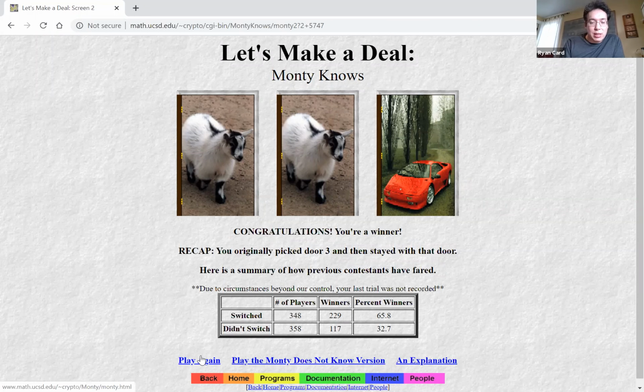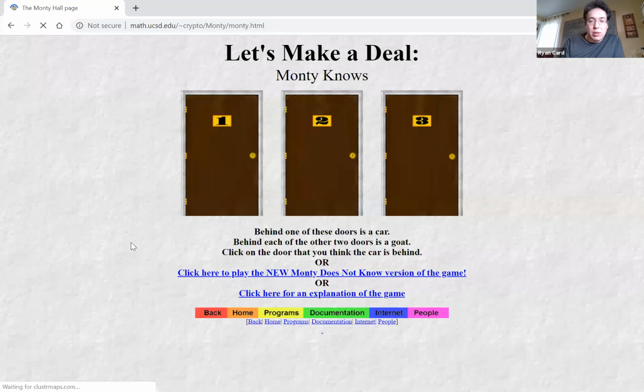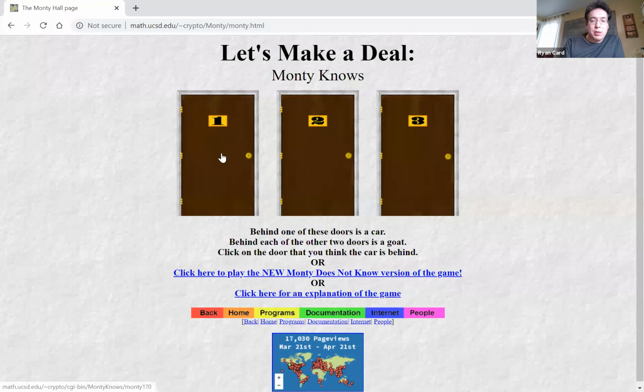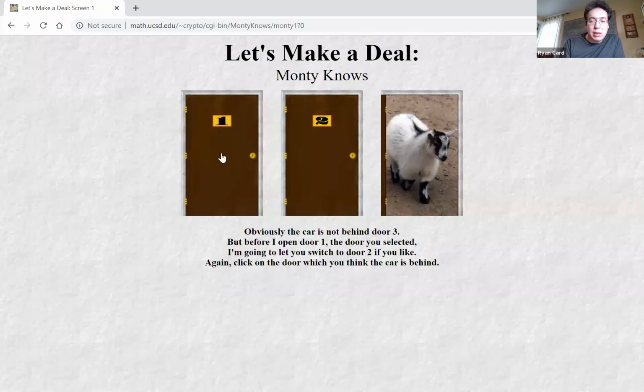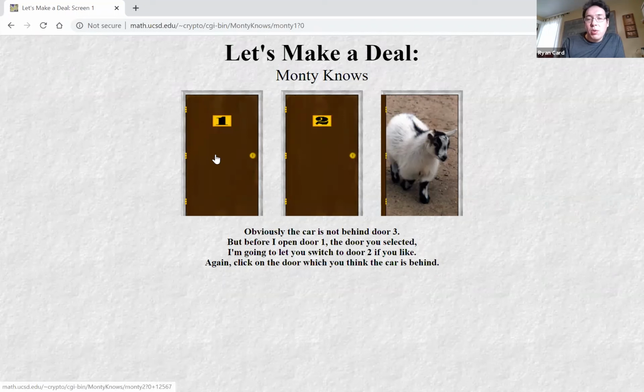If I want to reset the show, I can click on play again, and I can do the same thing again. So maybe I'll click 1 this time. They reveal door number 3 with the goat. Monty knows where the car is, so he can always open a door with a goat that you haven't chosen. This time, let's switch the door, and I lost, right? So I should have stuck with the original decision.